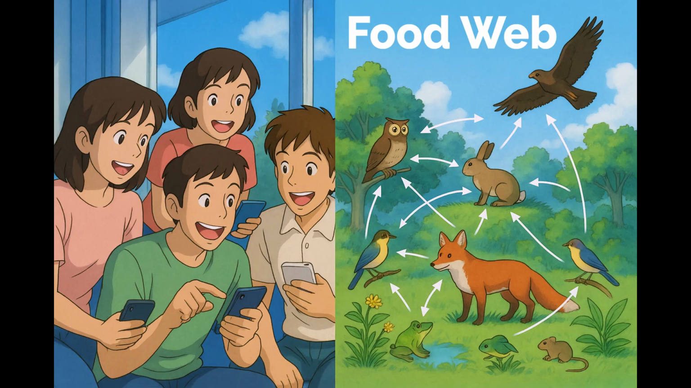Just as each person in the group chat contributes to the overall flow of conversation, each species in a food web plays a role in the ecosystem, with their interactions overlapping and influencing one another, much like messages bouncing between group members to create a dynamic and interconnected dialogue.